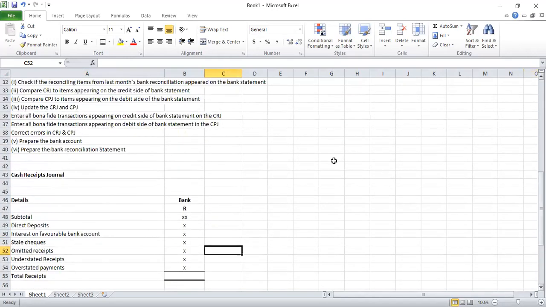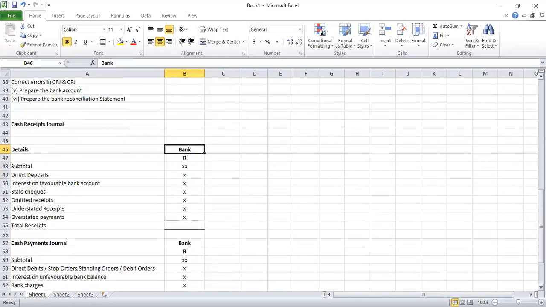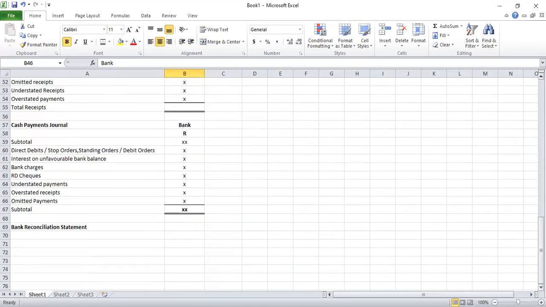Sorry, sir. On the cash payments, are we reversing the overstated receipts when we are entering them here? Yes, we are reversing them. That's why we record them here. When we are reversing a receipt, remember that it was too much. So to reverse that, we have to record it in the payments.